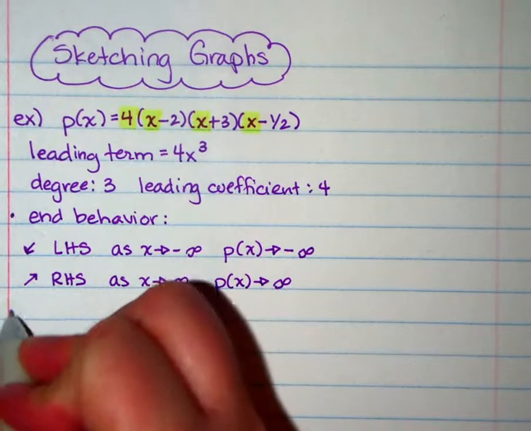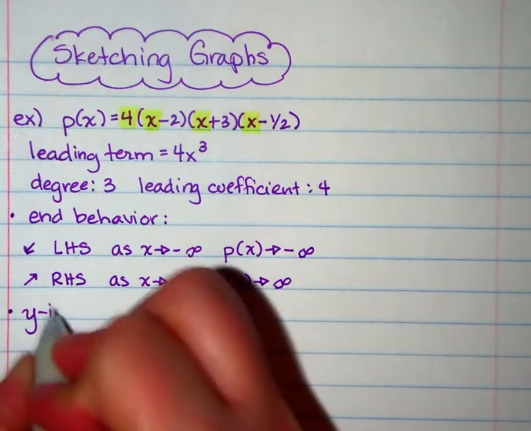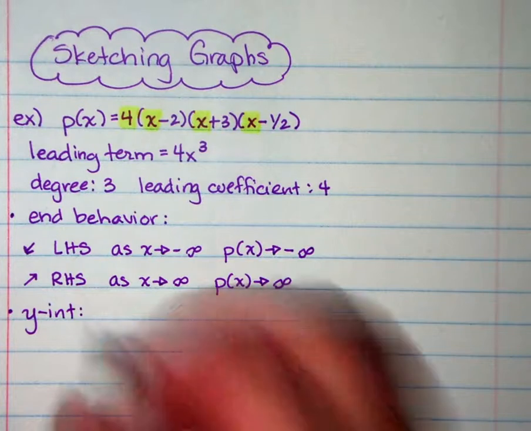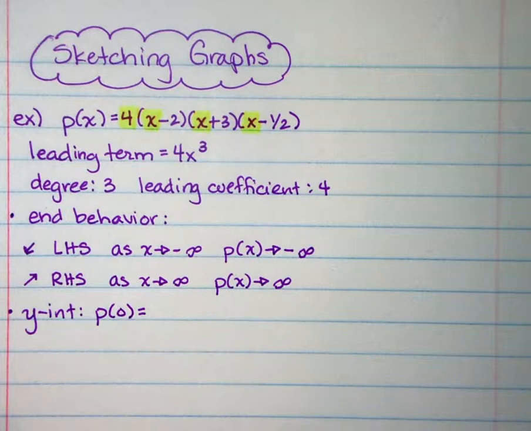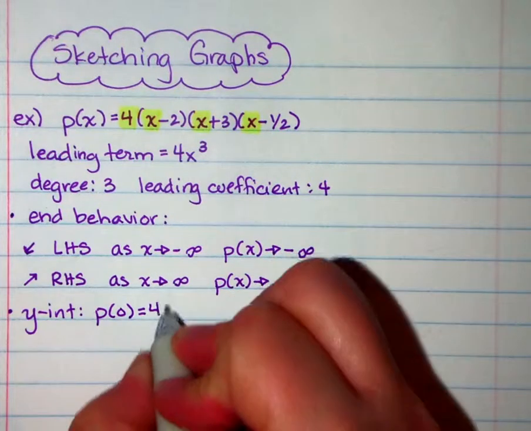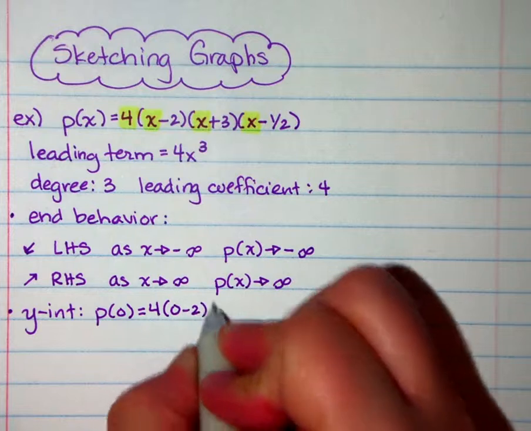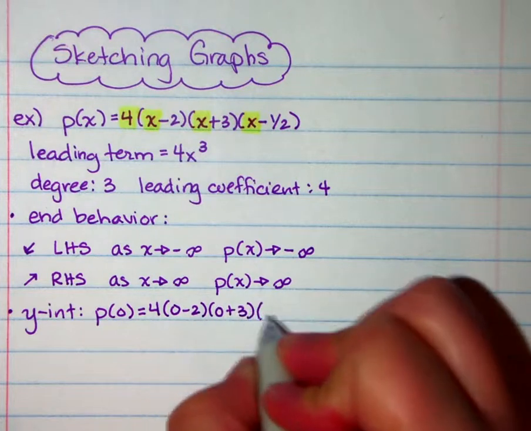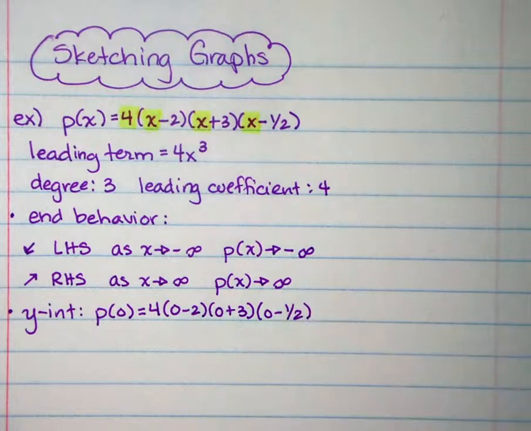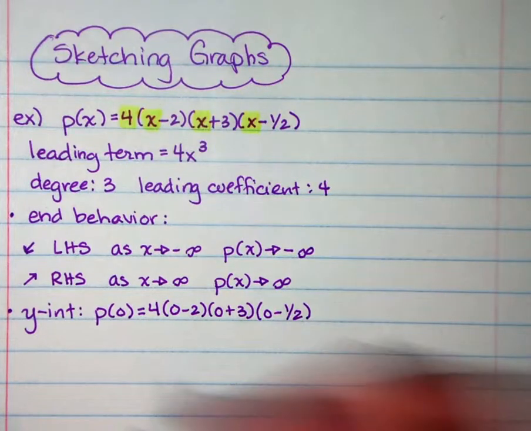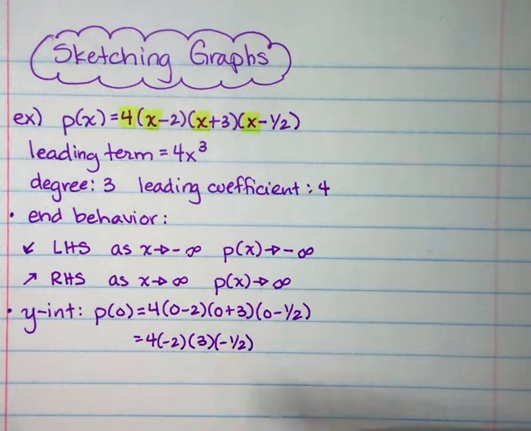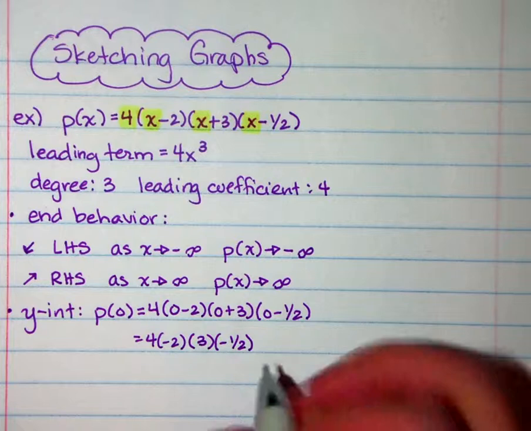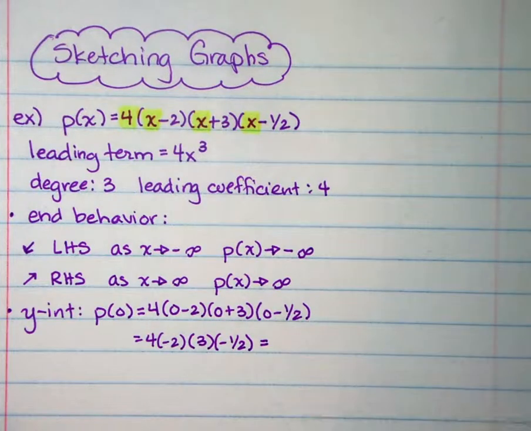One of the other pieces we need is the y-intercept. Now the y-intercept is what happens when we plug in a 0 for x and find the place on the y-axis where the graph crosses. And so I'm going to just put a 0 in each of the places where I have an x. And I'm going to start simplifying down this polynomial. So 4 times negative 2 times a positive 3 times a negative 1/2. And now the negatives are going to cancel out, so I'm going to get a positive value for this y-intercept.